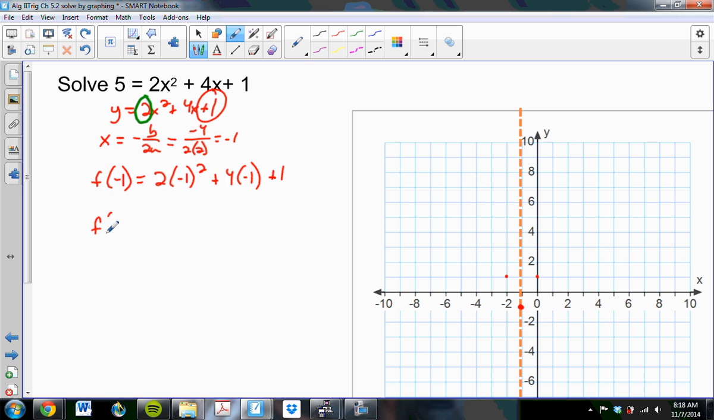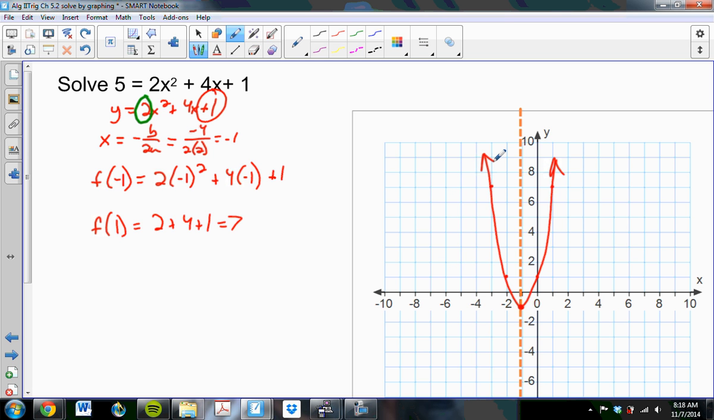So if I do f of 1, I get 2 plus 4 plus 1, which is 7. So I have the point (1, 7), which means I have the point (-3, 7), because these are symmetric. And now I go like this. I got a fairly narrow parabola. Now I can try to answer the question.